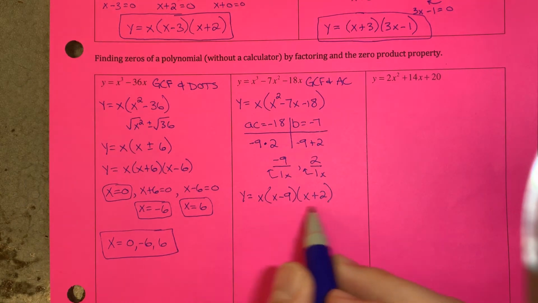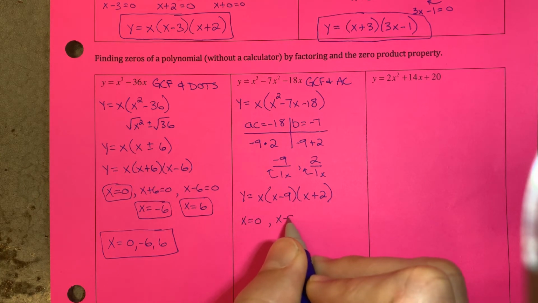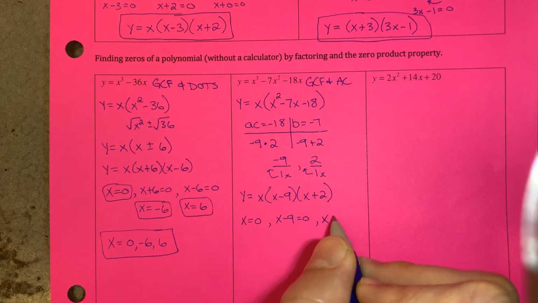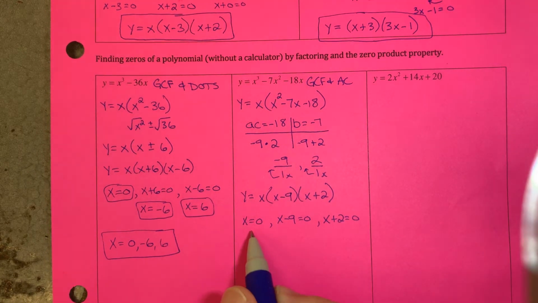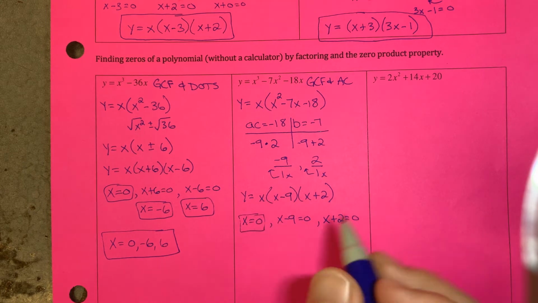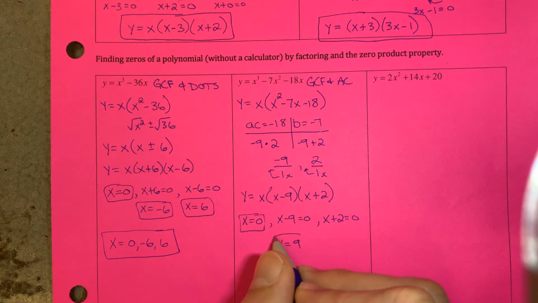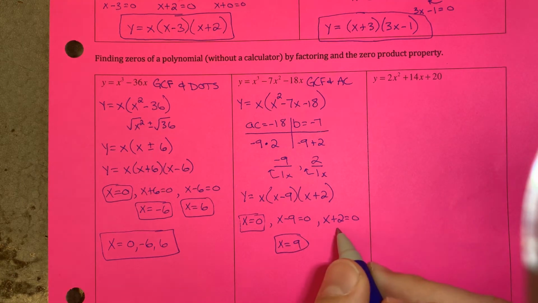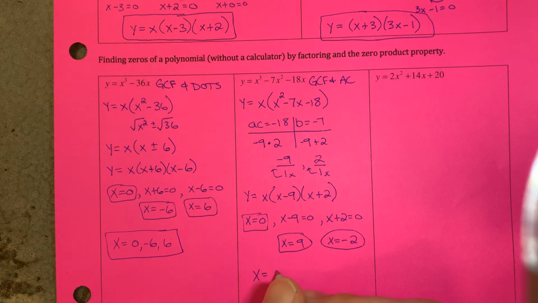And now I can set all three expressions equal to 0 and solve each one of them. The first one doesn't need to be solved, it already is. The next one, add 9 to both sides, you get x equals 9. And the last one, subtract 2 from both sides, and you get x equals -2. Therefore, your zeros are x equals 0, 9, and -2.